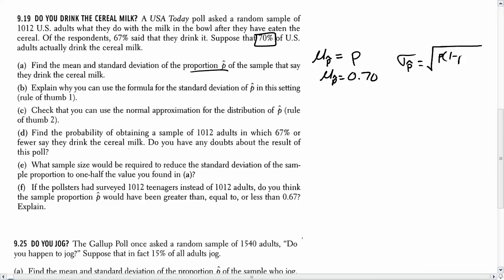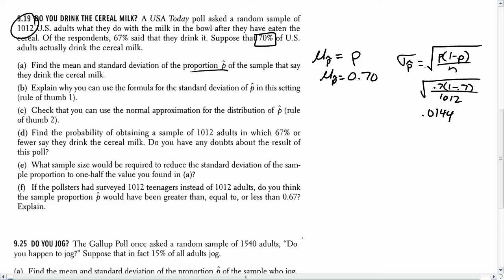Okay, standard deviation: square root of p(1 minus p) over n. So that would be the square root of 0.7 times (1 minus 0.7), over how big was the sample size? 1,012. Okay, so as you work that out, you should find that that is going to be 0.0144. Okay, that's A.